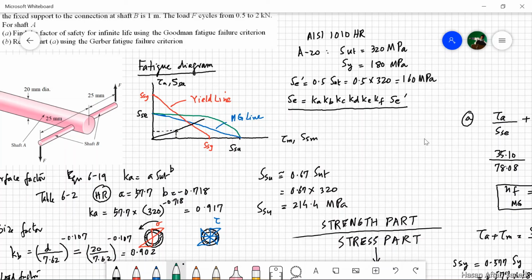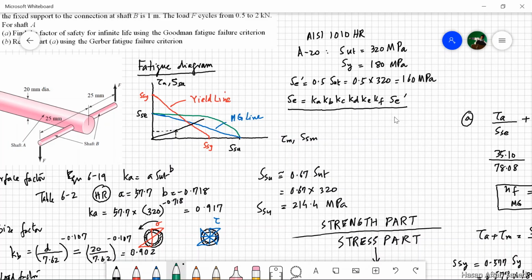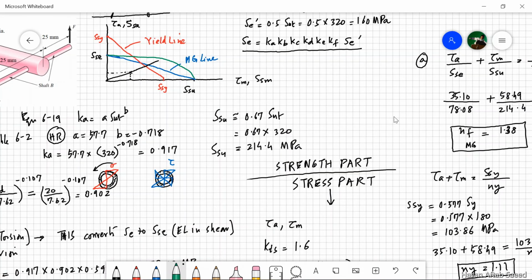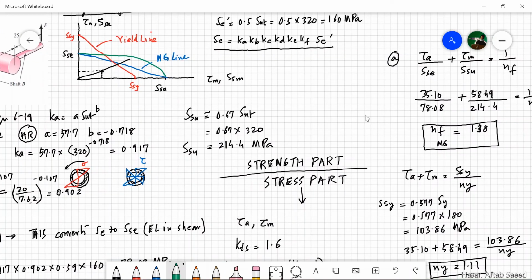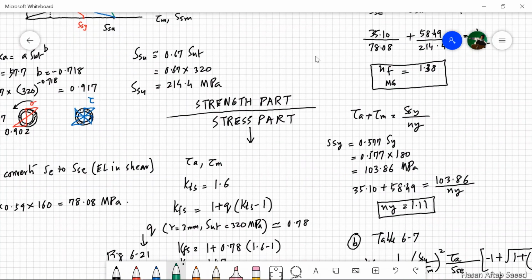So obviously modified Goodman line is more conservative than the Gerber line. So the Gerber line gives you a higher, it's a bolder theory. So it makes all the sense in the world. In fact, if you had gotten a lower value of factor of safety for Gerber line, that would have been a problem. You would have made some mistakes somewhere. You could be sure of that. Now, this is as far as this question is concerned.